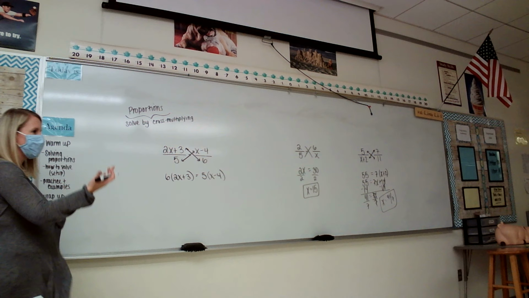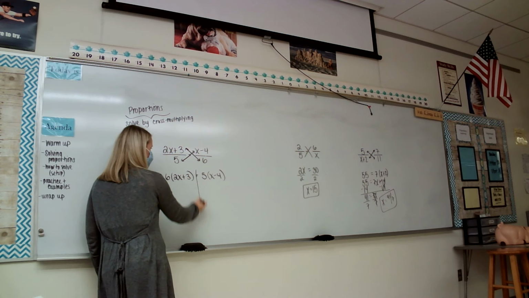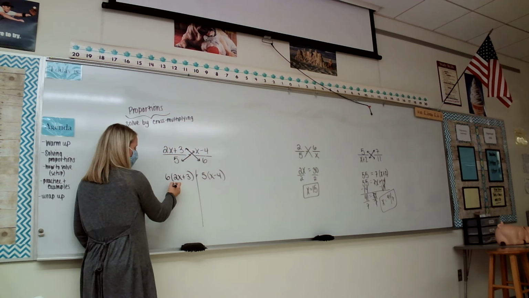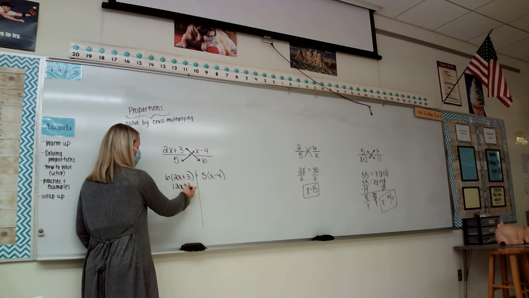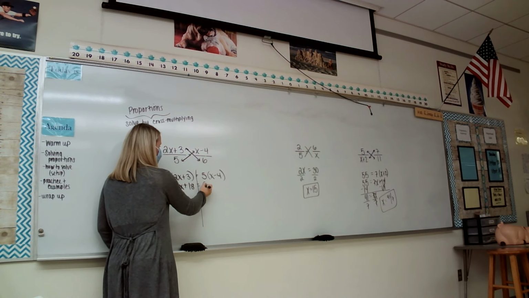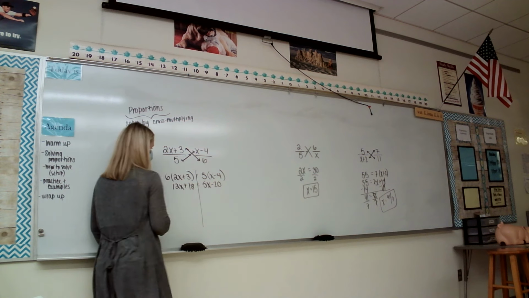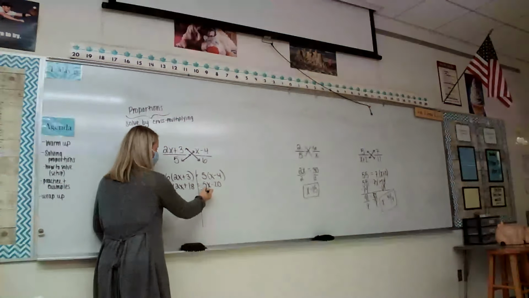So this is an equation with variables on both sides. We've been doing that since last week. So we just do our simplifying. 12x plus 18 equals 5x minus 20. You decide, we'll get your x's together.